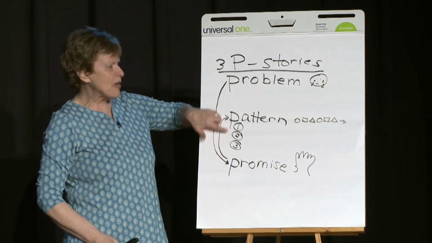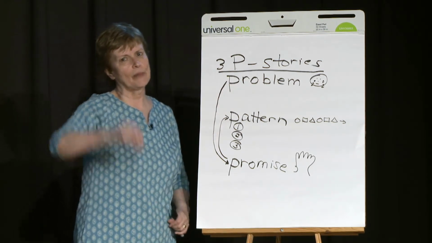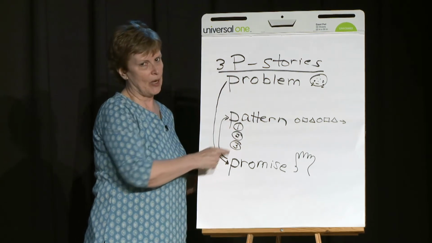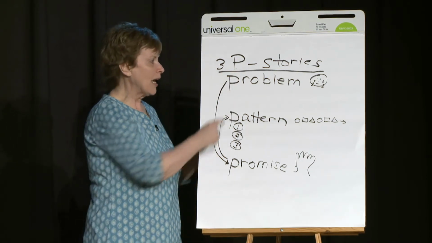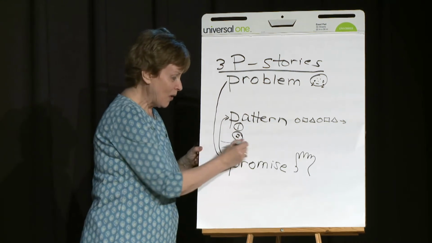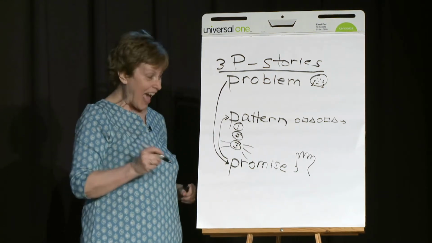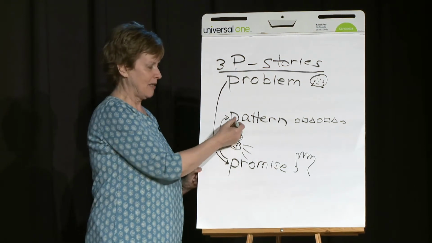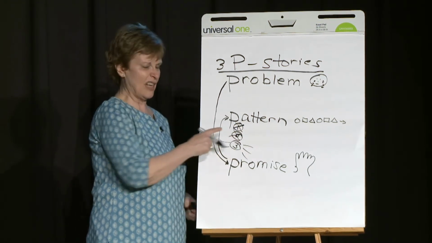And in the pattern, they try to fix the problem, doesn't work. Try to fix the problem, doesn't work. Try to fix the problem, yahoo, kazoo. That one solves the problem and it keeps the story's promise. I should have crossed these out because they don't work.